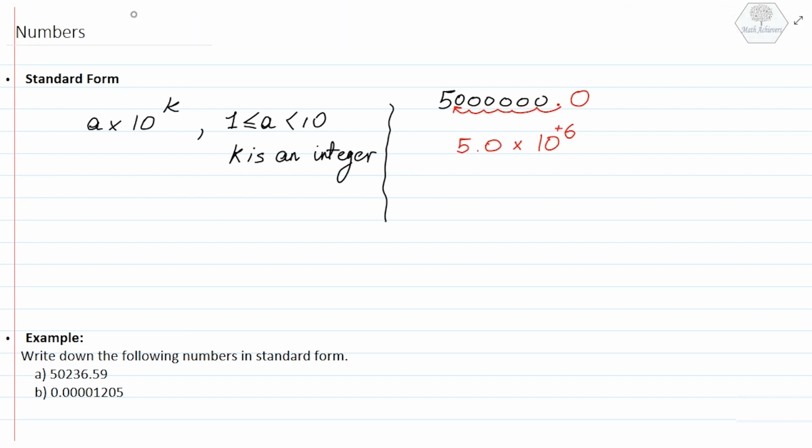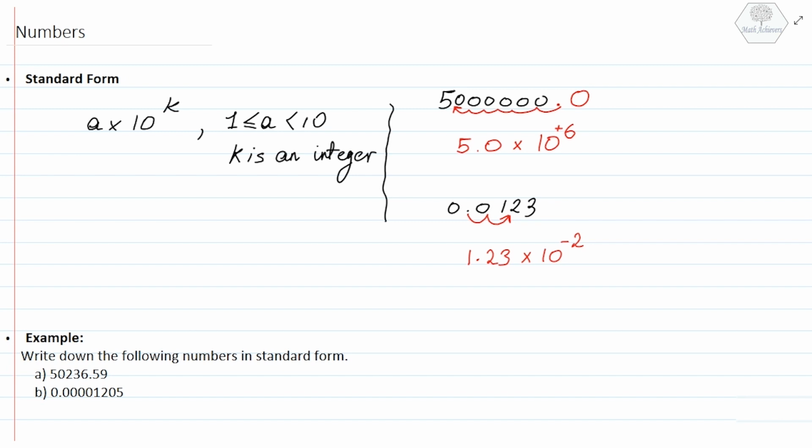Let's see another example in here. If I have 0.0123 and I want to write it in standard form, the first thing I have to do is move the decimal point so I have an integer on the left. So I move it 1, 2 decimal places, and my number would be 1.23 times 10 to the power of negative 2, because I moved the decimal point 2 digits to the right.